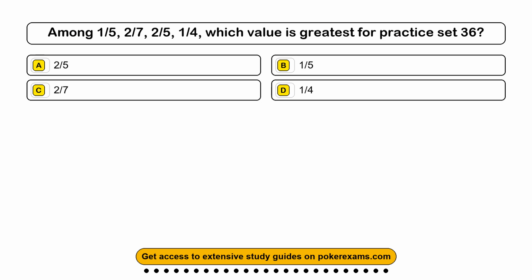Question 2. Among 1/5, 2/7, 2/5, 1/4, which value is greatest for practice set 36? Option A 2/5. Option B 1/5. Option C 2/7. Option D 1/4.